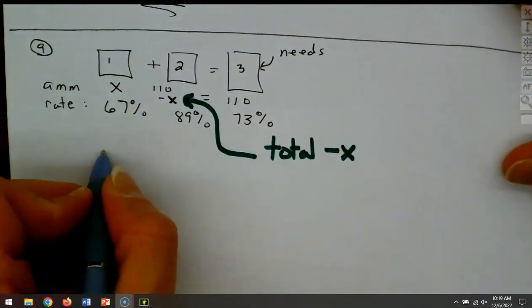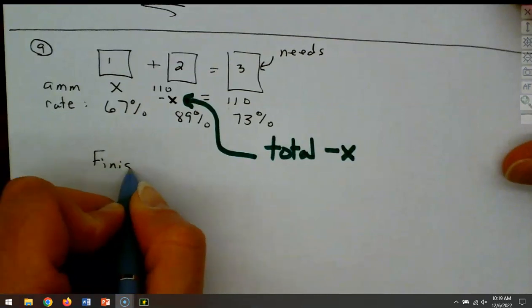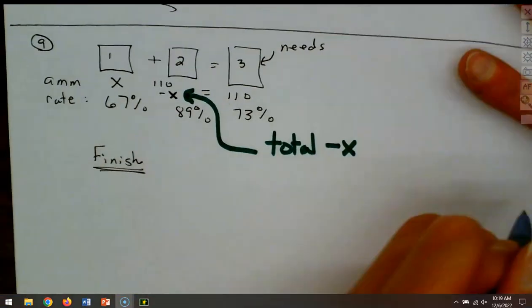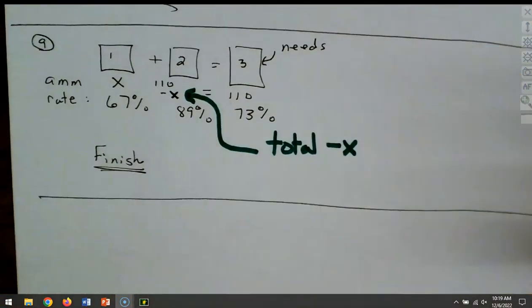I think I'm going to leave this for you to finish. I'm not even going to build the equation. You should be able to build the equation on your own. We just discussed how to set it up correctly. And this looks like question number 30 on your practice exam.